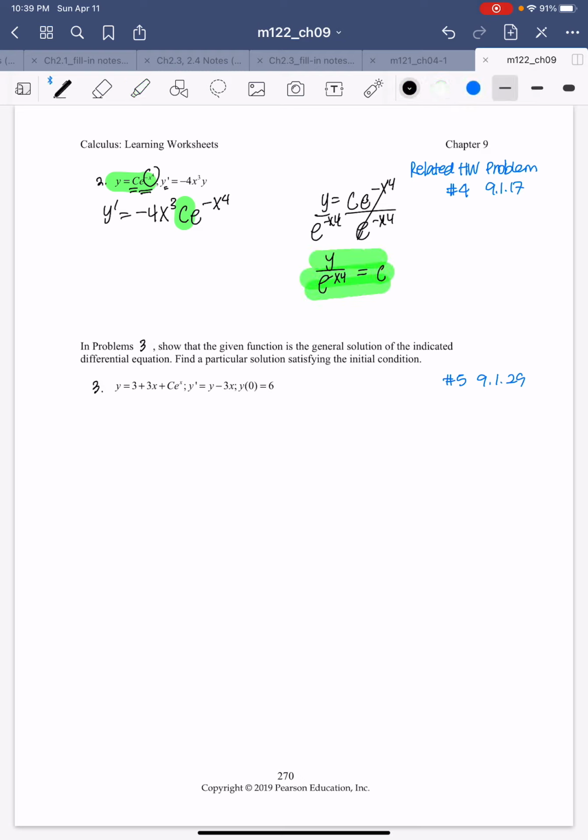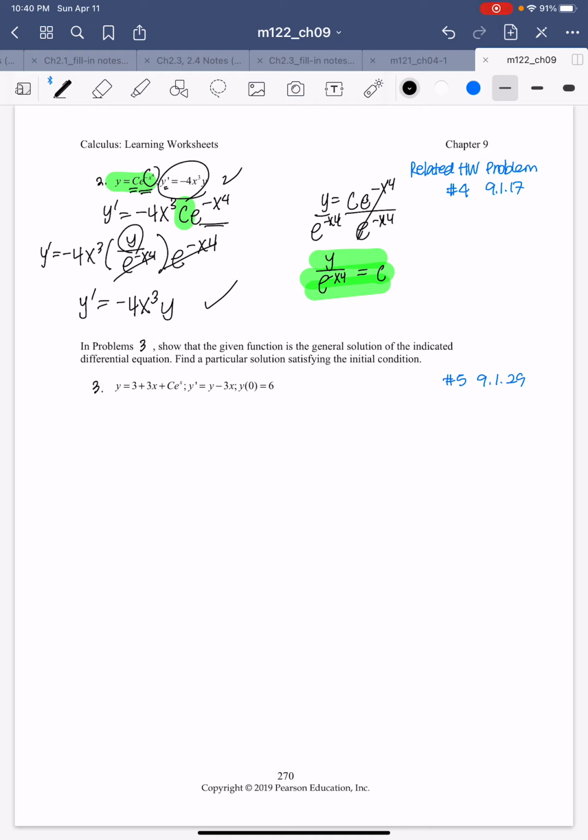So let's plug it in. y prime is negative 4x cubed. Here's my substitution: y over e to the negative x to the fourth, times e to the negative x to the fourth. The e to the negative x to the fourth cancels out. I have y prime equals negative 4x cubed y, which is right over here. So I plug it in for c and it worked. I'm getting y prime equals negative 4x cubed y. So that means our function is the general solution to the differential equation.